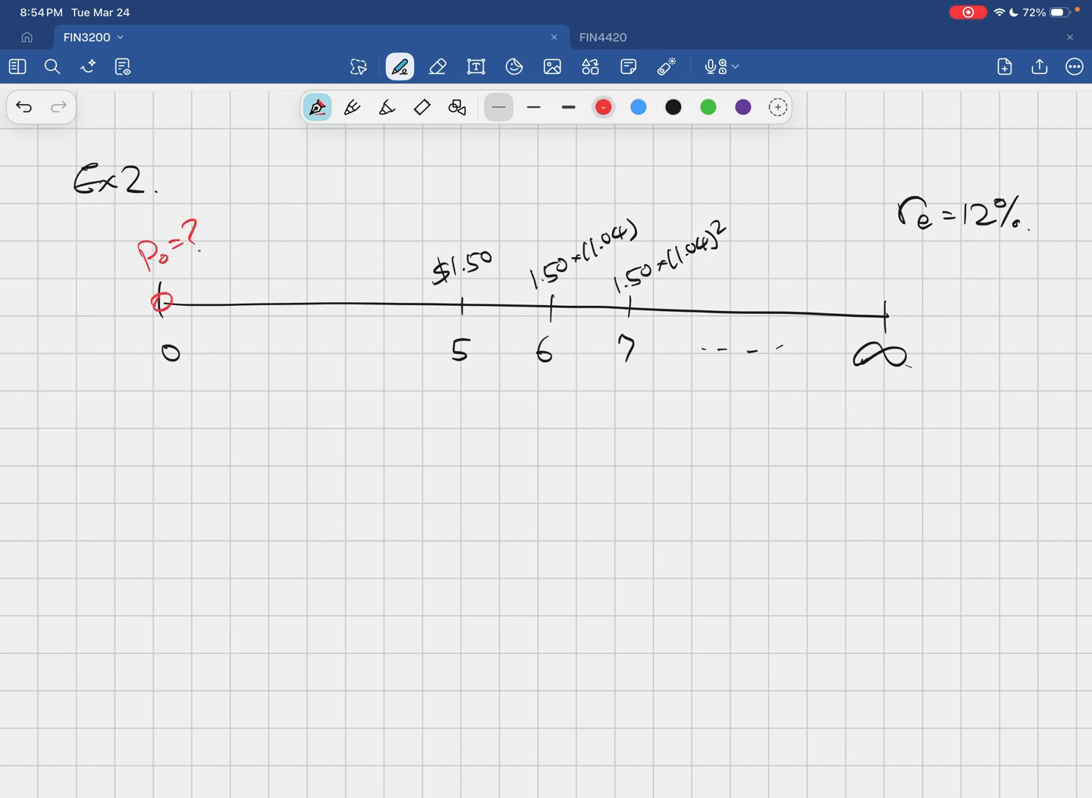Okay. So first thing is we need to know what type of cash flow pattern we're dealing with. So here, the pattern looks like this. So we have constantly occurring cash flows occurring every year, and the amount grows at a constant rate, and it goes on forever. Okay, so it's a growing perpetuity.